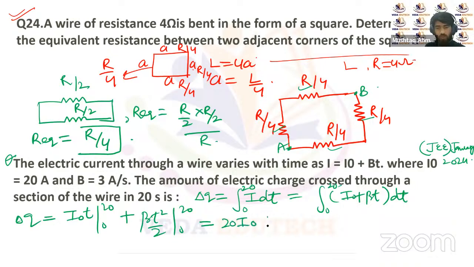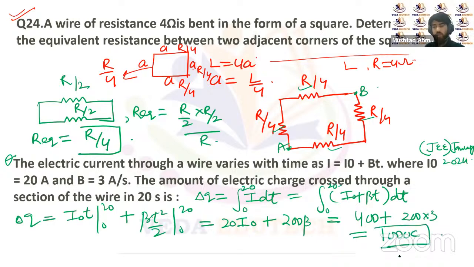20 I naught plus it will be 20 square, that's 400 upon 2, that's 200 beta. Now let's put the value of I naught and beta here. The value of I naught is given as 20, so it will be 400, and the value of beta is given as 3 ampere per second. That will be 200 multiplied by 3, that will be 600, and the final answer will be 1000 coulombs.